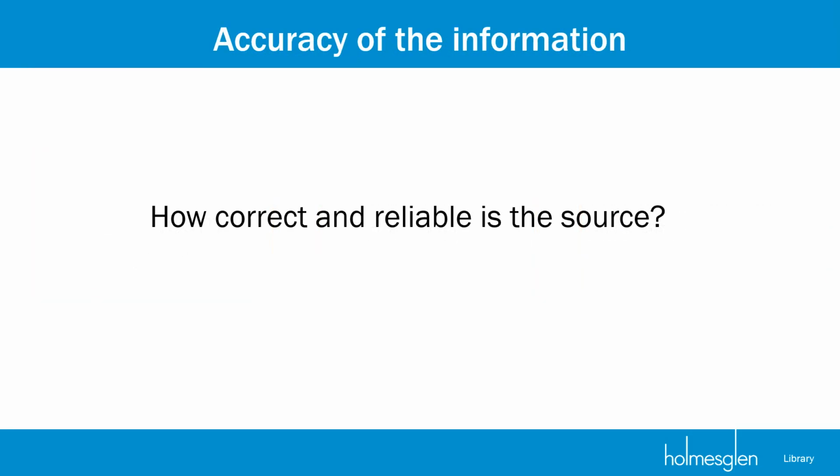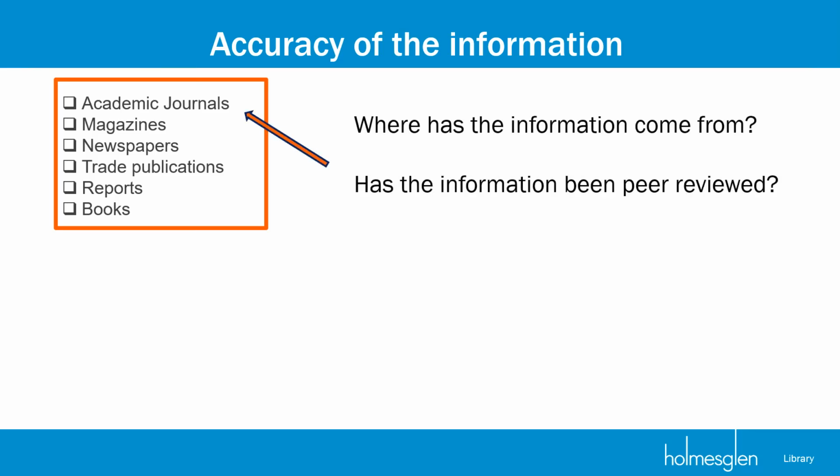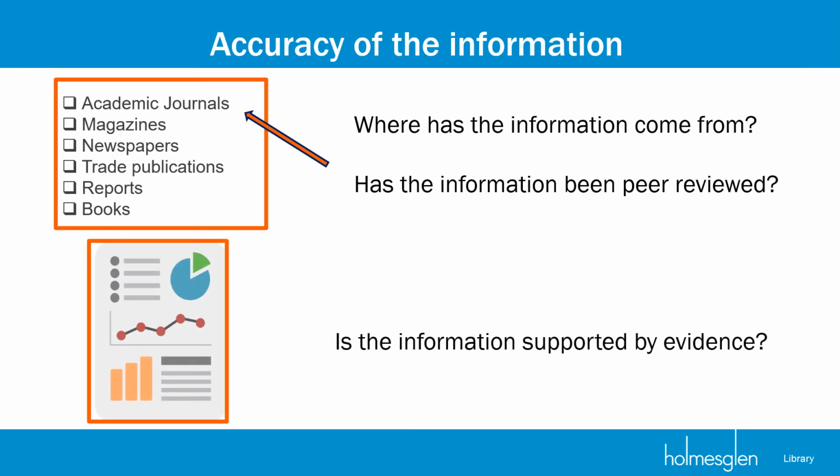Now let's look at accuracy, or in other words, how correct and reliable the source is. There are many different types of publications and sources, and not all of them are accurate or reliable. So it's important to know what type of source your information comes from. Only academic or scholarly books and journals will be peer-reviewed. You should be able to find evidence to support the information. There may be tables and graphs with data supporting the findings in the source.